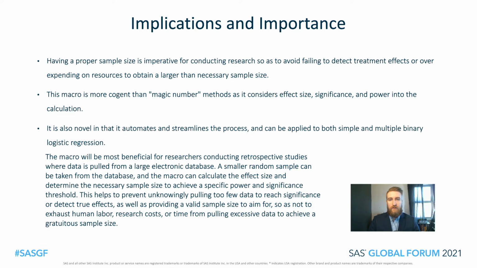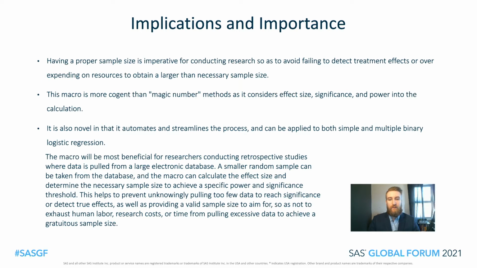So to further touch base on why this is important and how it would be used, having a proper sample size is imperative for conducting research. So you can avoid failing to detect treatment effects if some exist. And it also helps to circumvent expending way too much time and resource on obtaining a really big, gratuitous or overzealous sample size. This macro is more cogent and valid than magic number methods, as we kind of saw, because it's taking into consideration effect size, significance, and power into the calculation, rather than just multiplying how many predictors you have by some magic number.